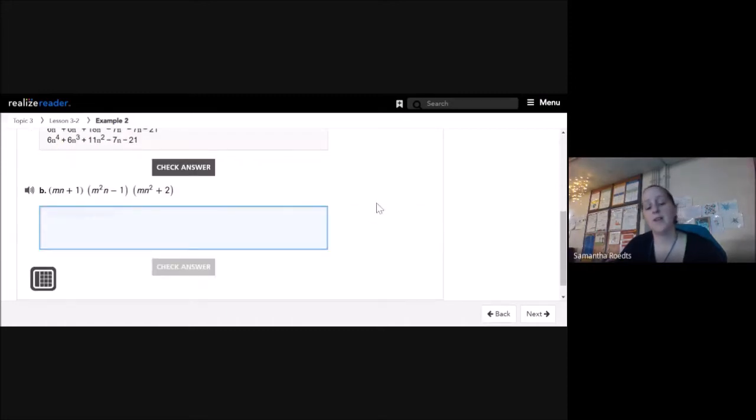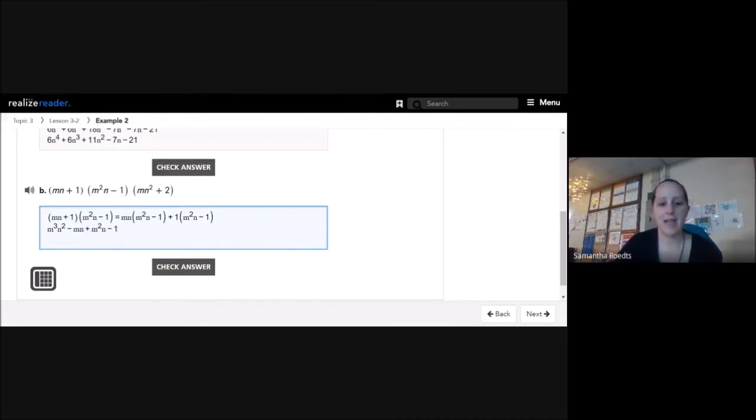Okay. So now I have mn plus 1 times m squared n minus 1 times mn plus 2. I'm going to start with my first two first. I'm going to ignore the third binomial right now. I'm just going to focus on these two. Really like saying mn times m squared n minus 1 plus 1 times m squared n minus 1. When I do that, I get m cubed n squared minus mn plus m squared n minus 1.